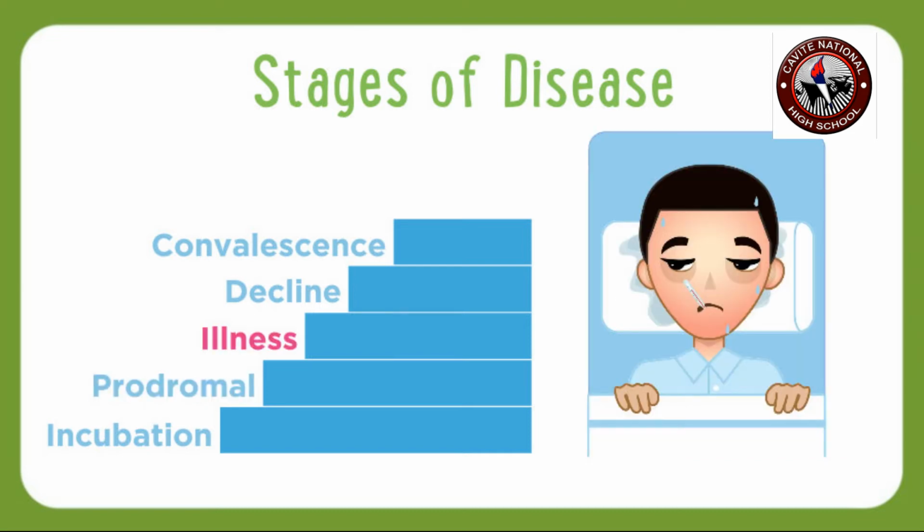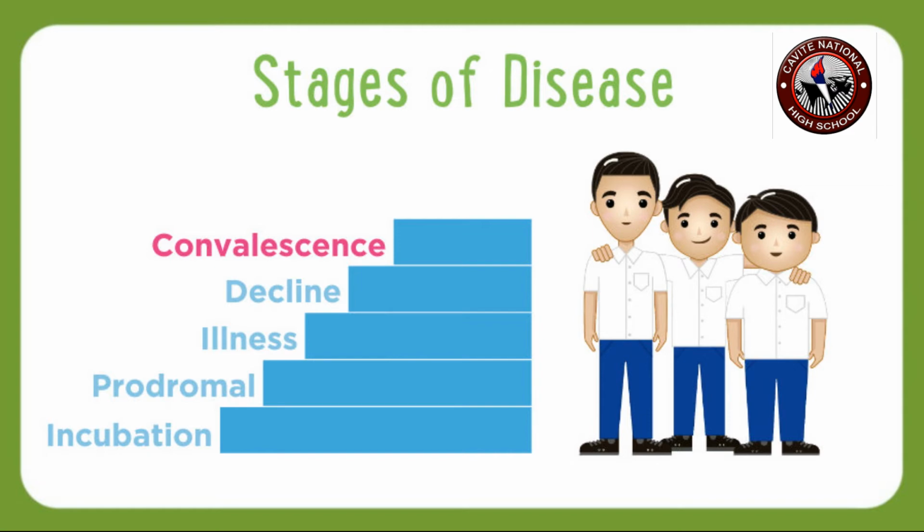The third stage is the illness stage, when signs and symptoms are already obvious and severe. In the decline stage, the number of pathogens starts to decrease and the signs and symptoms begin to wane. However, because the immune system was greatly weakened by the pathogen, the person becomes susceptible to other kinds of infection. In the convalescent stage, the body begins to recover and eventually returns to its normal functions.